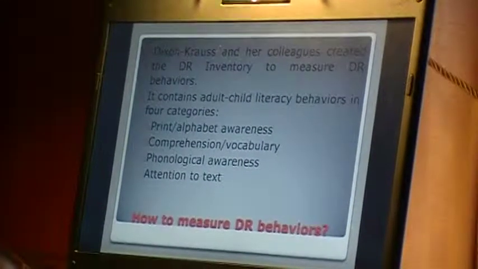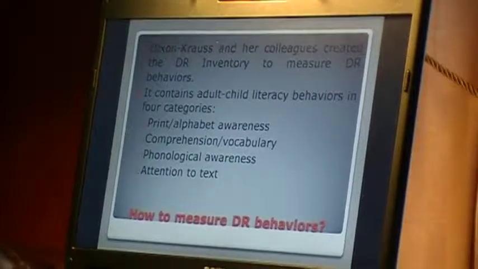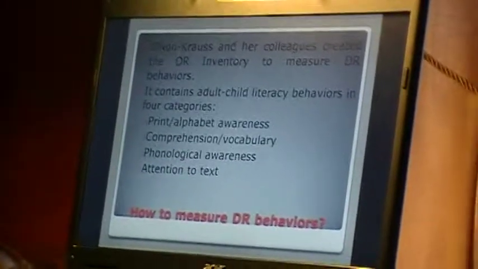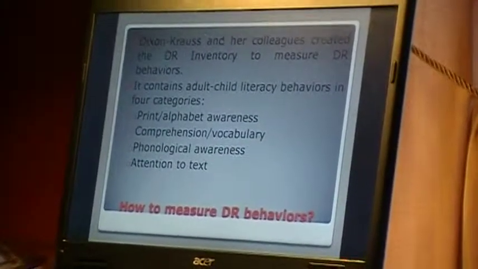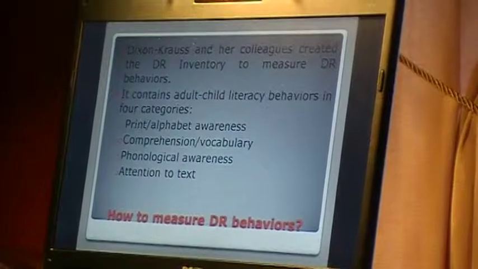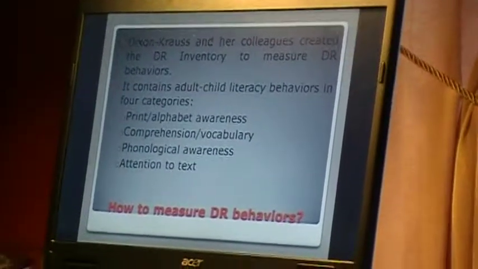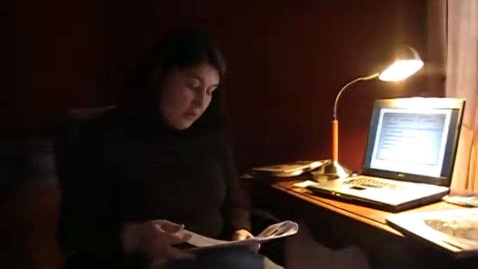The results indicate that the dialogic reading inventory is a viable tool for assessing adult and child reading behaviors during dialogic reading episodes. It can be useful to inform parents and teachers on the specific reading behaviors that they need to develop to help support their children's reading.